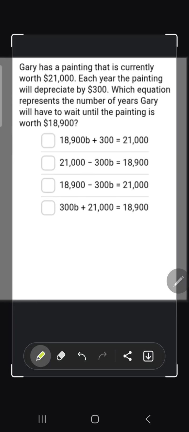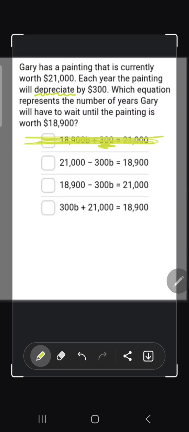Gary has a painting that is currently worth $21,000. Each year the painting will depreciate. Depreciate means it loses value. So that's subtraction by 300 per year. So this choice up here doesn't have 300 per year because there's no variable next to it, so we'll get rid of that one.